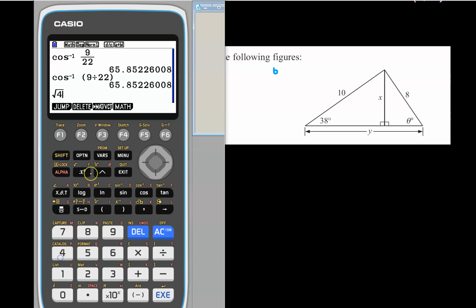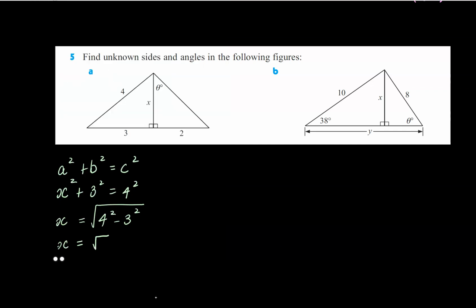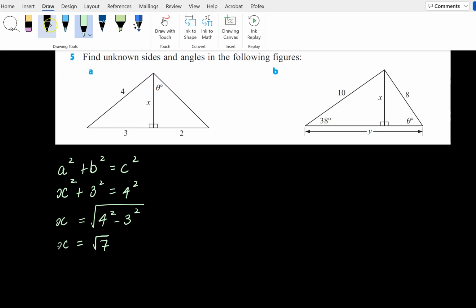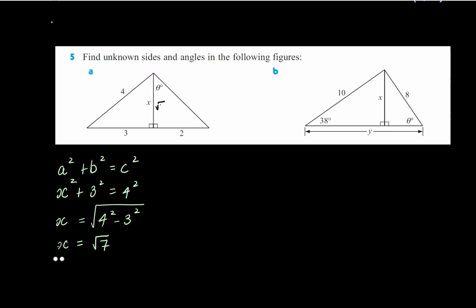But what I'm actually going to do, if I do it on these ones, you can see 4 squared minus 3 squared, root 7. So I'm actually going to leave that as root 7. I'm not going to round off. Why? Because I'm now going to use that in my next question. So this is now root 7.